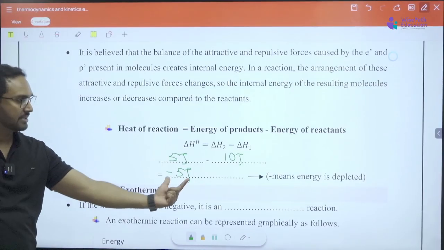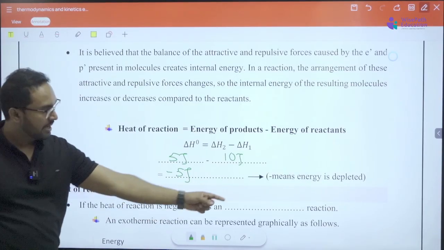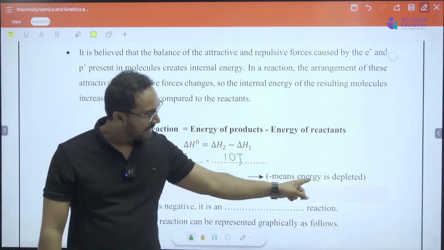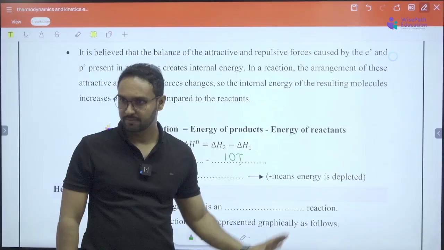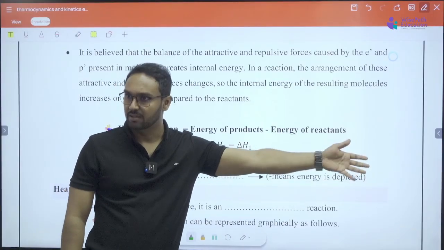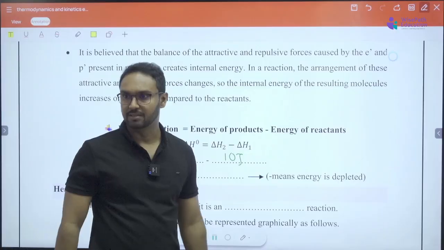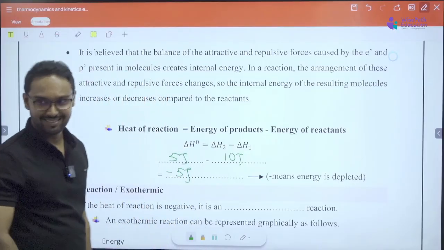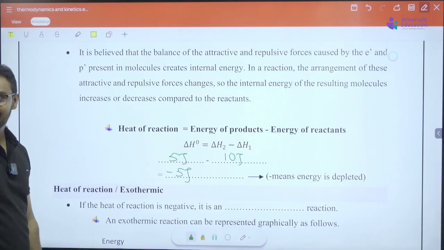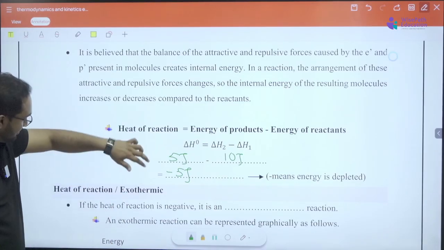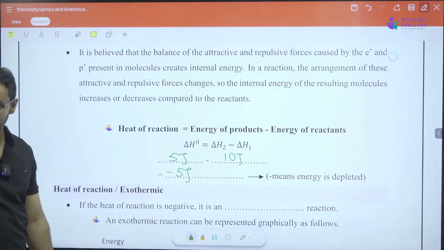So the heat of reaction is how much? Minus 5 joules. And the minus means the energy is depleted or released. Yes? Minus means the energy is depleted or released, thrown away. The energy left the reactants, which makes the exothermic reaction, right? Understood up to this?